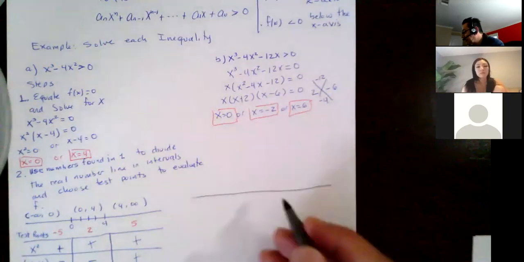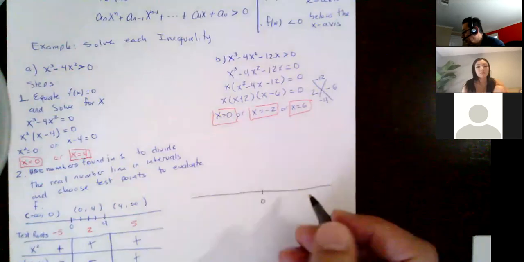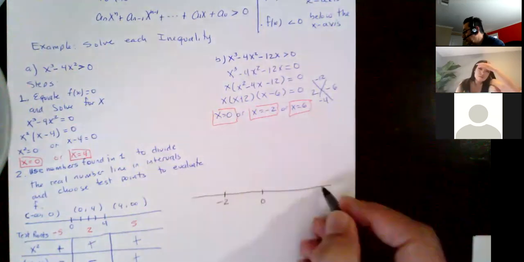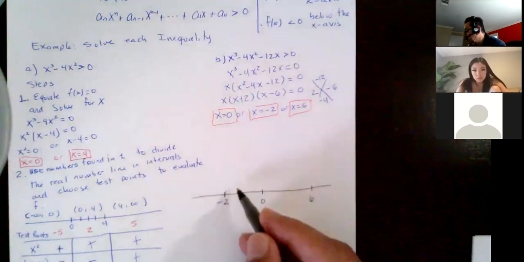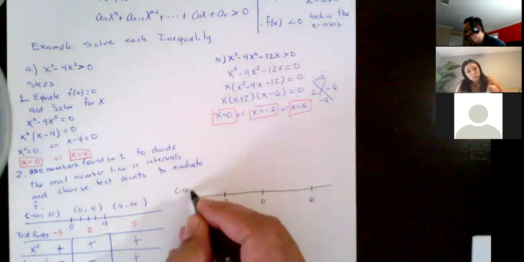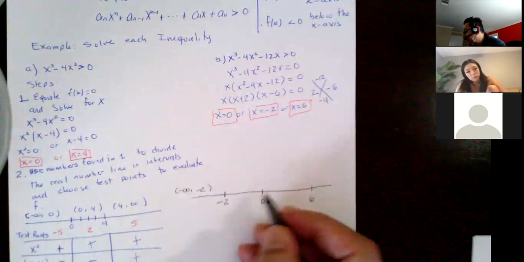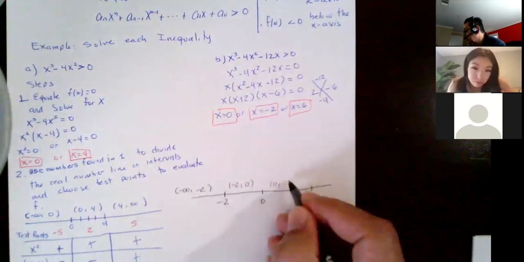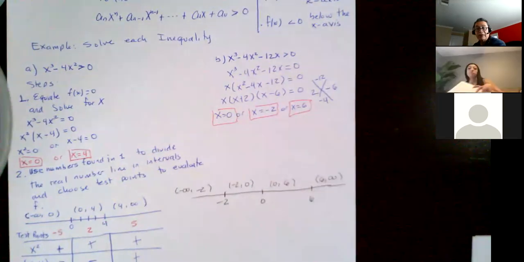Let's say here I got 0, -2, and +6. So I have 4 intervals now. I have from -infinity to -2, from -2 to 0, from 0 to 6, and from 6 to infinity. Everybody okay so far?